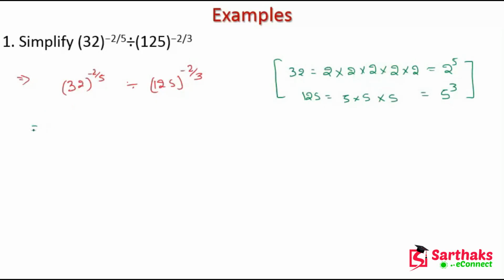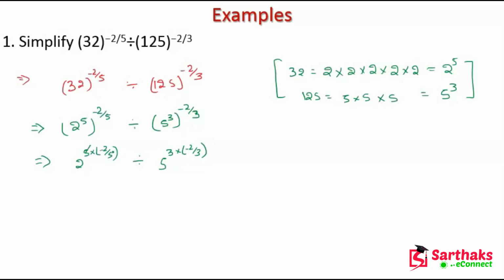So here, we can write 2 raised to power 5, whole raised to power minus 2 upon 5, divided by 5 raised to power 3, whole raised to power minus 2 upon 3. Okay. So now here we have to multiply the powers. So this will become 2 raised to power 5 into minus 2 upon 5. Okay, and here this will become 5 raised to power 3 into minus 2 upon 3.